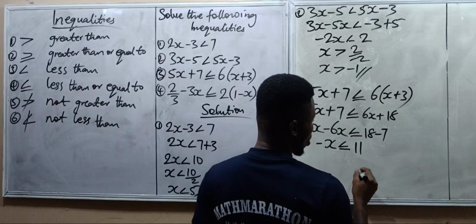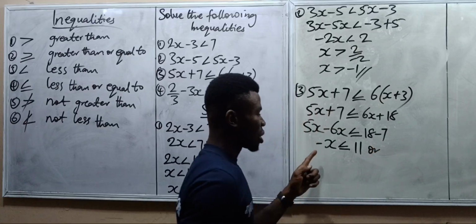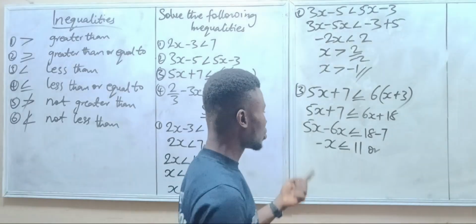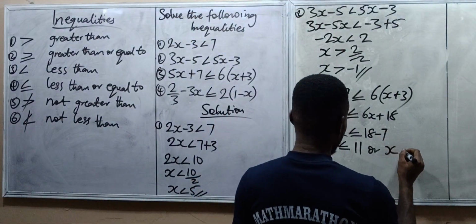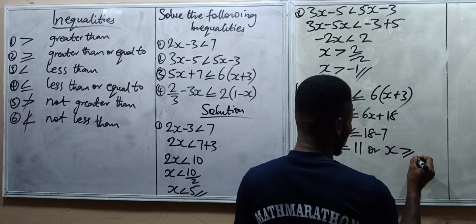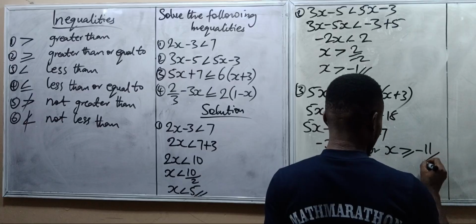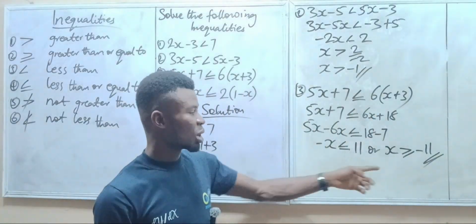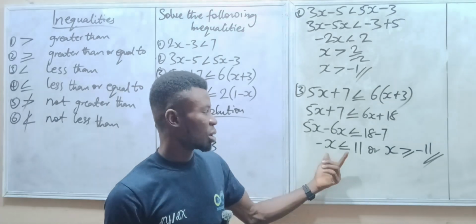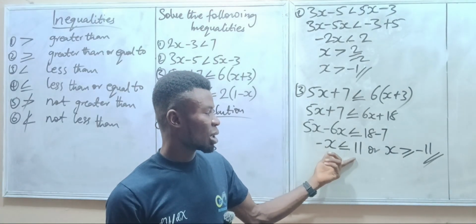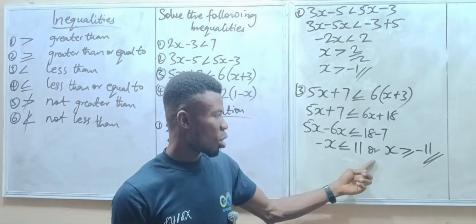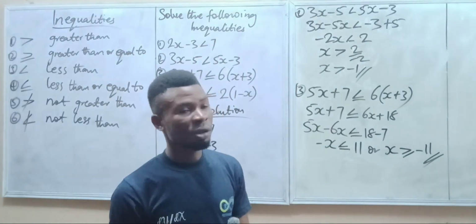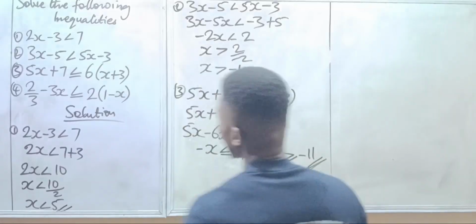11. We cannot leave this x with minus, so you have to divide through with minus sign. And what we do, we have that x is now greater than or equal to minus 11. That same rule will apply. If you are dividing with minus, you change the sign. This is what it was. Minus x is less than or equal to 11. When you divide both sides with minus, you have that x is greater than or equal to minus 11.